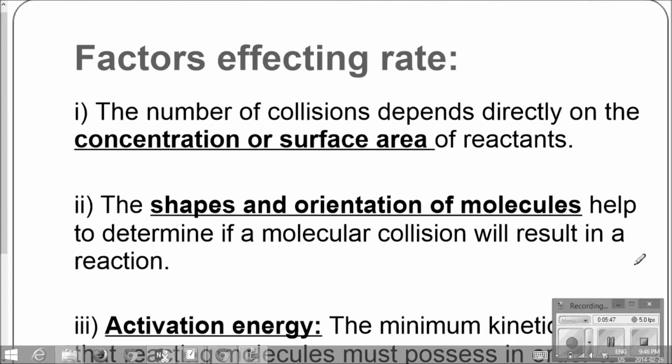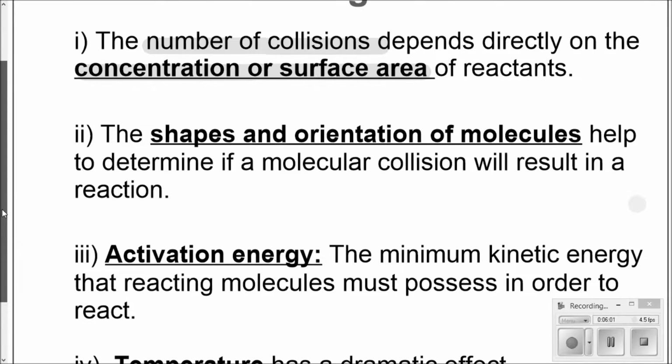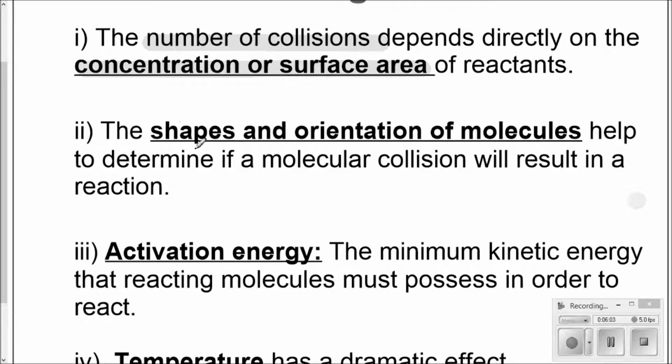To summarize this in a note a little bit more thoroughly for you, I'm just going to read this off again. So the number of collisions, okay? This depends directly on the concentration or surface area of reactants. The shape and orientation of the molecules help to determine if a molecular collision will result in a reaction. So how they hit each other, their orientation in space, causes the reaction to happen just right. If they hit each other wrong, the reaction won't happen, okay?